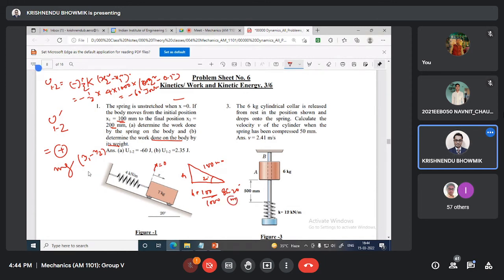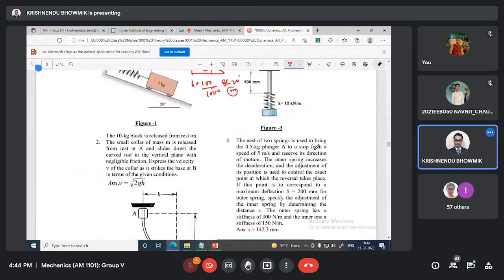Okay, so this is the difference. You put the value, you will get this joule. Done.